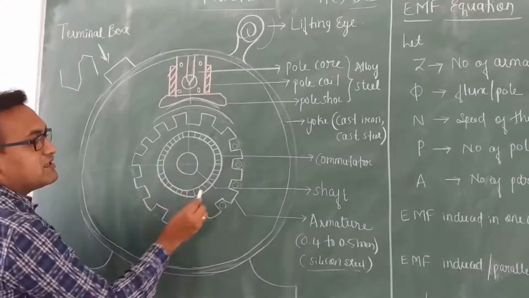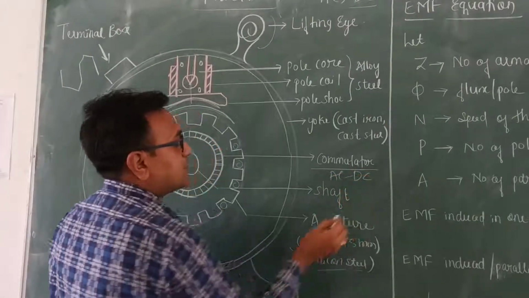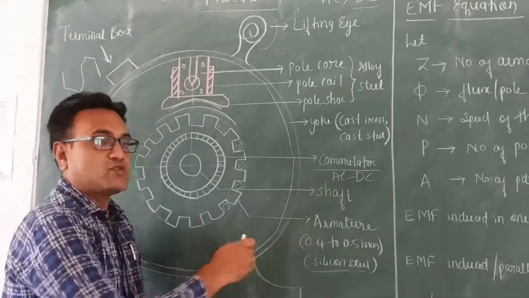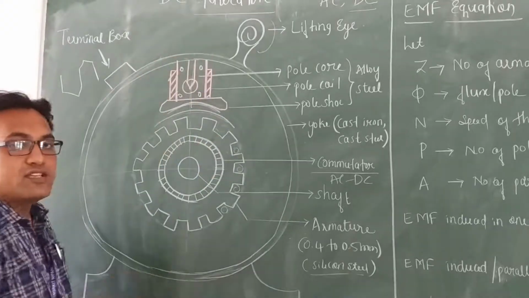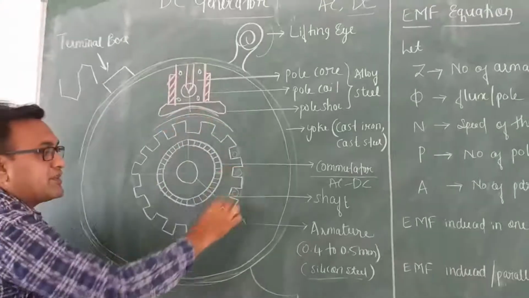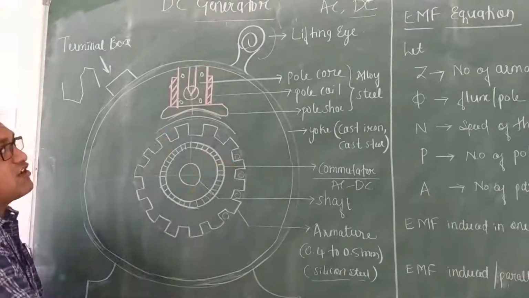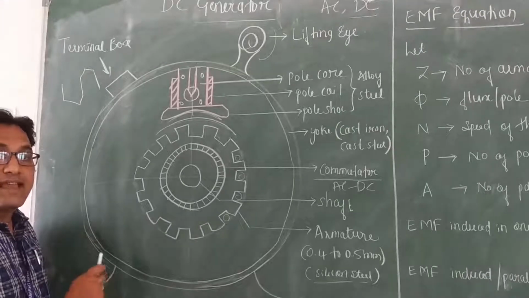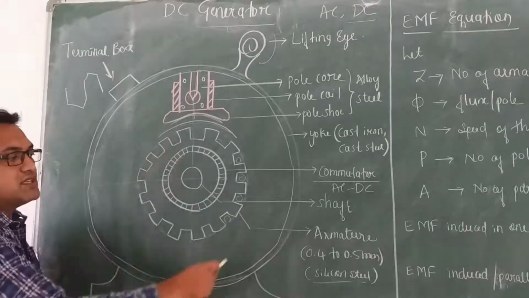Now the next part is the commutator. The commutator is a device which converts AC to DC, because whatever electricity is produced is first AC. That AC has to be converted to DC with the help of the commutator, because the construction is for a DC generator. The inner part is the shaft. Whenever the armature starts rotating, the shaft also rotates. So this is the construction of a DC generator. In the exam, the question may ask you to list and explain the construction of a DC generator with its parts, so this will be the answer.